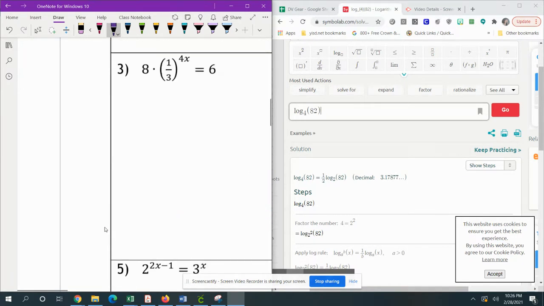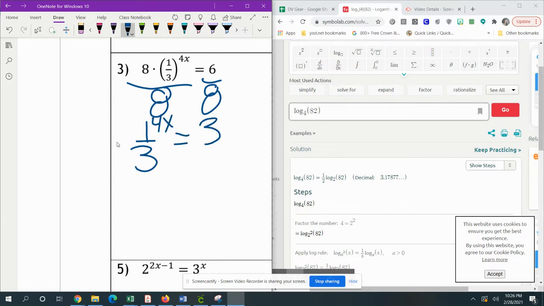Okay, the next one. Here I have 8 times 1/3 to the power of 4x equals 6. Before we write it in log form, I need to get rid of this 8. We do so by dividing by 8. So we have 1/3 to the power of 4x equals 6 over 8, which is 3 over 4. Then we write it in log form. So log, our base is 1/3, of 3/4 equals our exponent.